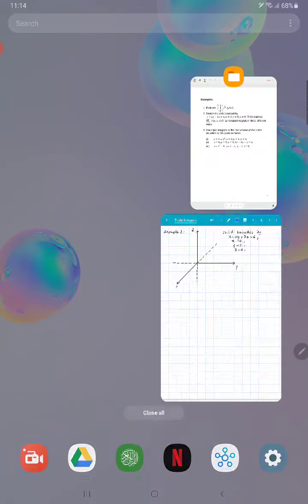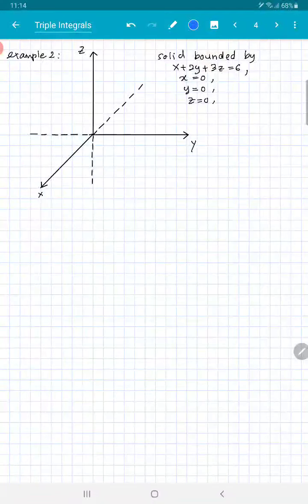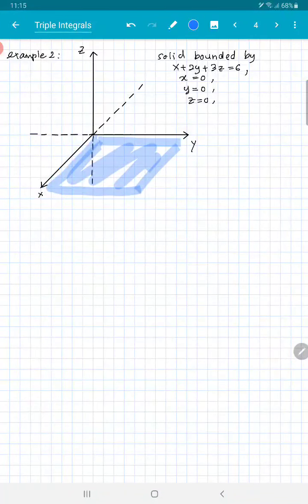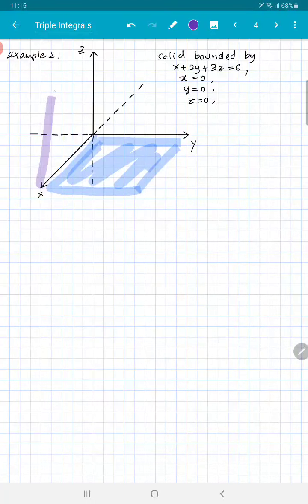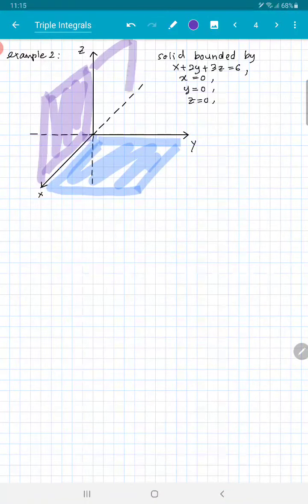Our solid is bounded by four equations. Well, everybody knows z equals 0. z equals 0 is the xy plane, a horizontal plane, or you can sketch it like so. So here we have the xy plane, a horizontal plane, and y equals 0 is a vertical plane, so you can sketch it like so. So here we have y equals 0, and this is only part of it. Of course you can draw a bit larger here if you like.